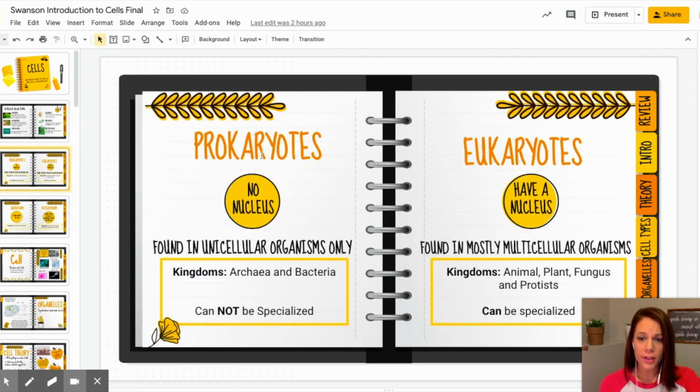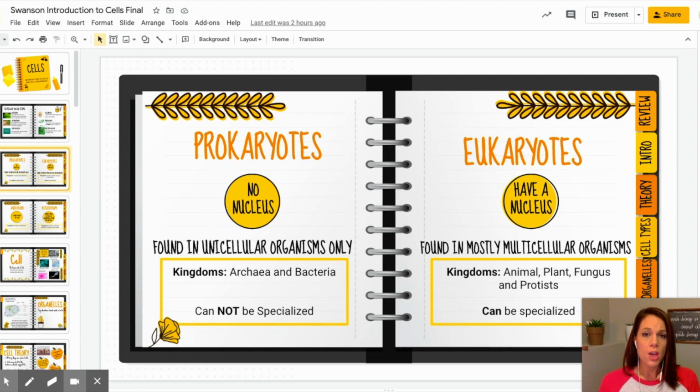So again, prokaryotes are usually found in organisms that are very simple, not very complex, like archaea and bacteria. That one cell does the job of everything, which means that they are not specialized. So in a bacteria, you're not going to find a whole bunch of cells. You're not going to find eyes and a heart and a stomach, because it takes multiple cells to build those different organs.